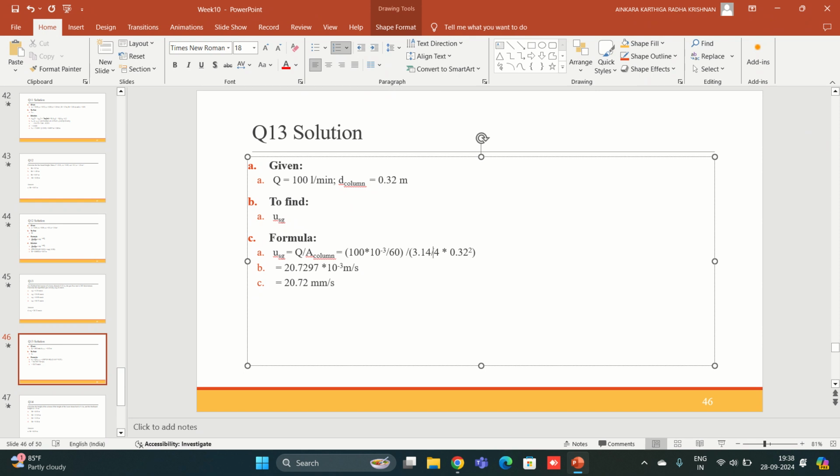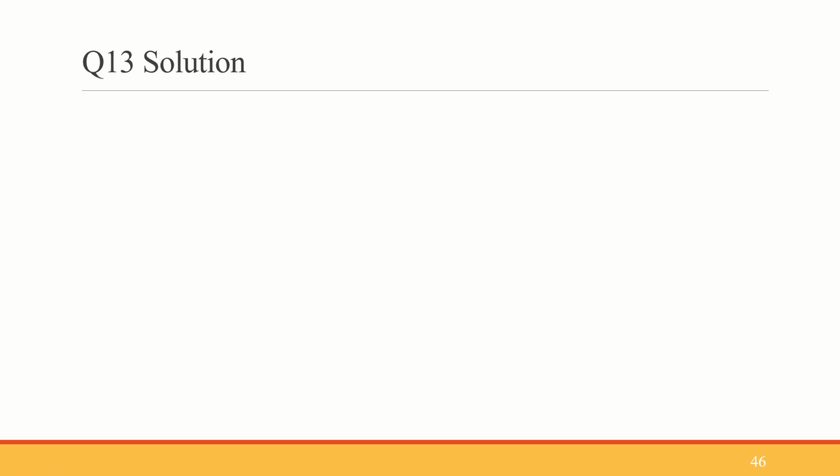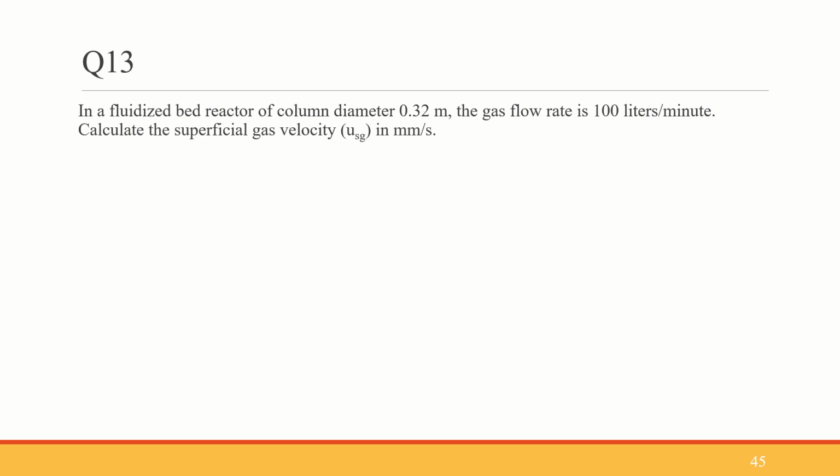So 3.14 divided by 4 into 0.32 square. So we are getting the value as 20.7297 into 10 power minus 3 meter per second, which if we use 10 power minus 3 meter per second as mm per second, we are getting the value as 20.72 mm per second.